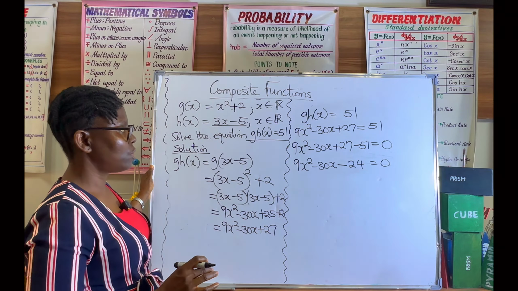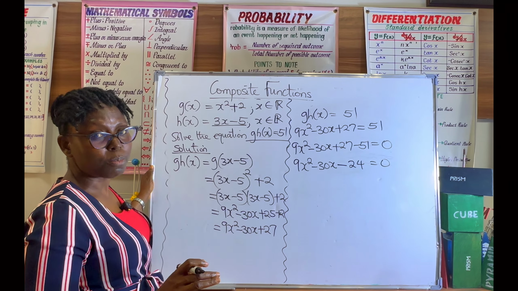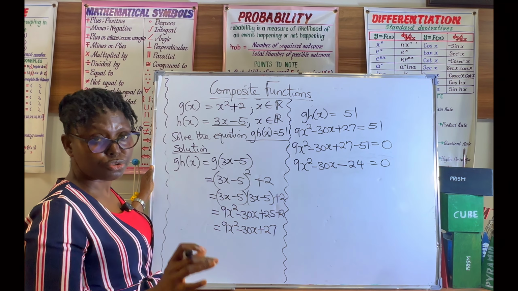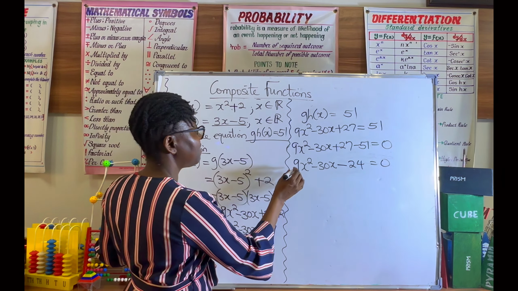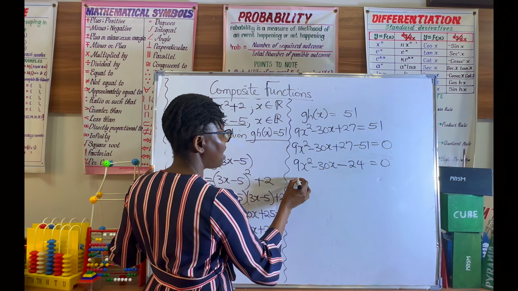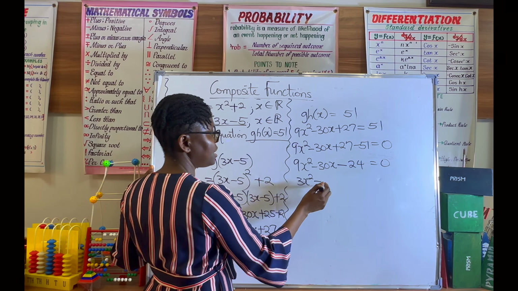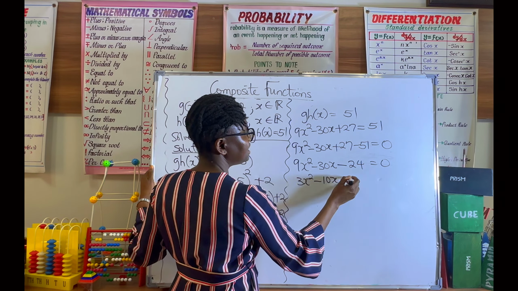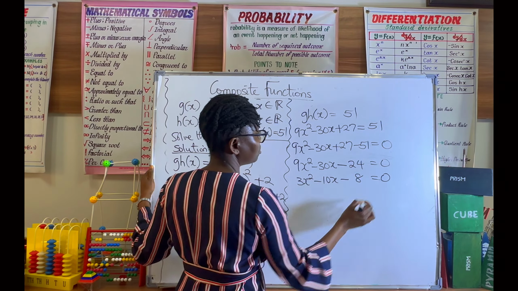Now look at this equation. All terms are divisible by 3. So we're going to reduce the equation by dividing all through by 3. If I divide this by 3, I'll have 3x squared. Divide 30x by 3, I have 10x. And divide 24 by 3, I have 8 equals 0.